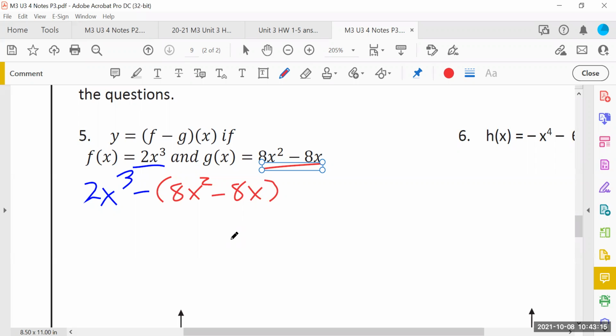Everybody, do you remember subtracting a set of parentheses? Okay, I have everybody's attention up here. Hi, May, you doing okay?